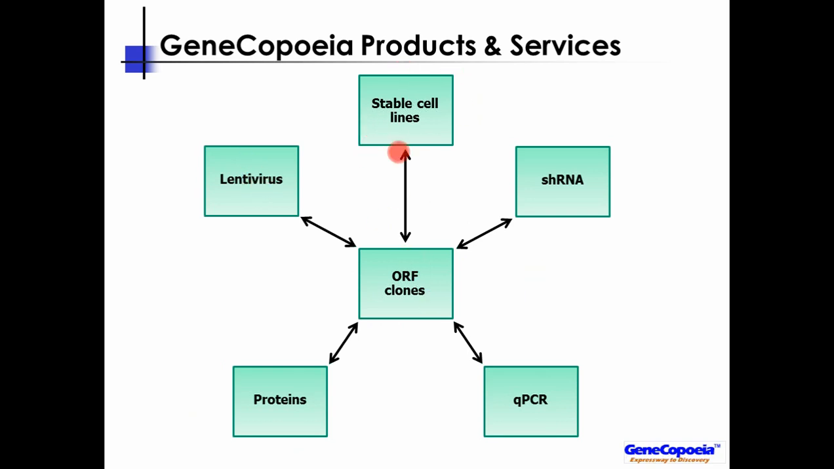We also have stable cell line services where we can overexpress a particular clone of interest in a particular cell line for you. We have shRNA clones, which can be used in validation studies of either the shRNA or the ORF. We have qPCR reagents and arrays, which can be used with our ORF clones, and we can also use our ORF clones to express recombinant proteins for you.